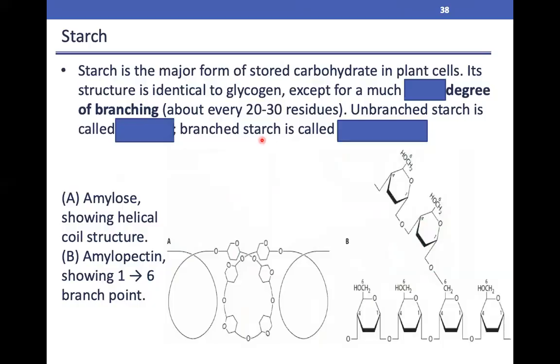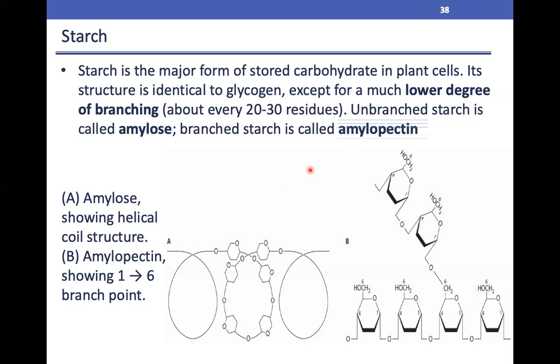Okay, so that's the quiz that I'm going to give you. We say that amylopectin and glycogen are similar in structure, but glycogen has more or less branching points? You guys tell me. Is it a higher degree or lower degree? More, right? More branching points. Good. And then the unbranched starch is called what? The one that's linear and helical? Amylose. Yes. And what do we call the branched starch? Amylopectin. Perfect.